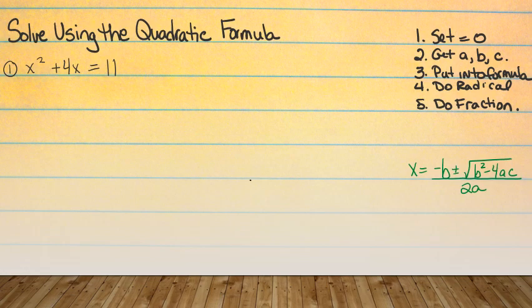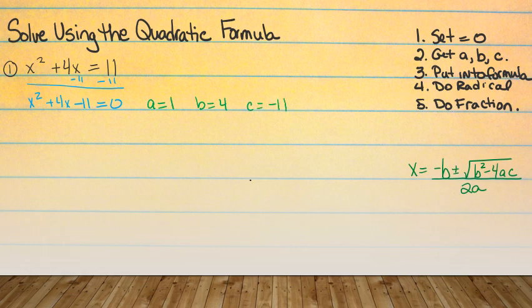So, first thing we want to do is set it equal to 0, so I'm going to subtract 11 on both sides. Gives me x squared plus 4x minus 11 equals 0. Alright, next I want to get my a, b, and c. A is 1, B is positive 4, and C is negative 11.